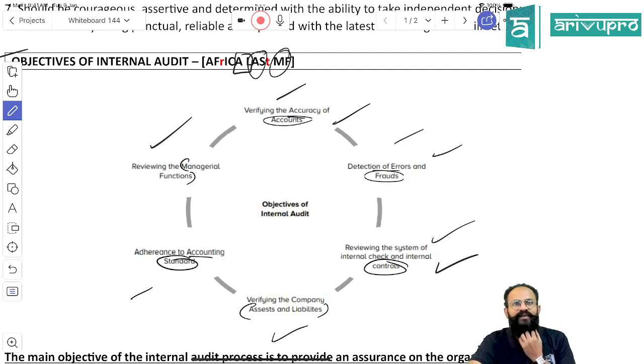If not, you will not be able to remember this. Remembering the acronym itself will become one task for you. So remember that. It's always important. Meaning you have to make a story to remember the topic also. So Africa's last mutual fund is the objective of internal audit. That's how you need to remember.